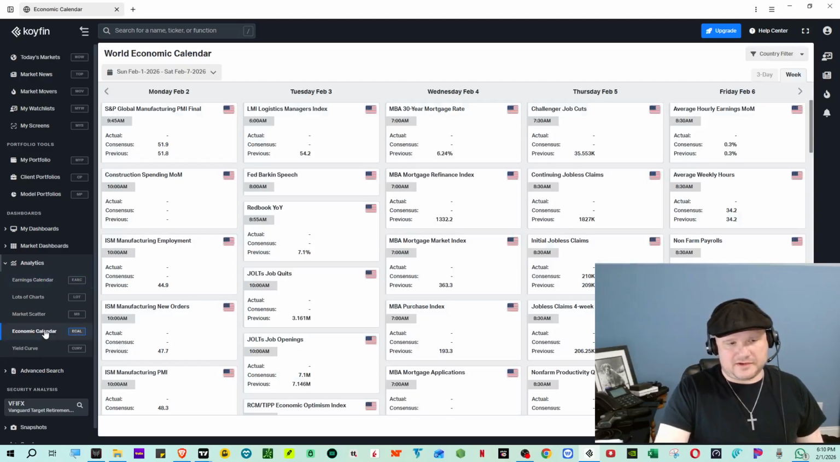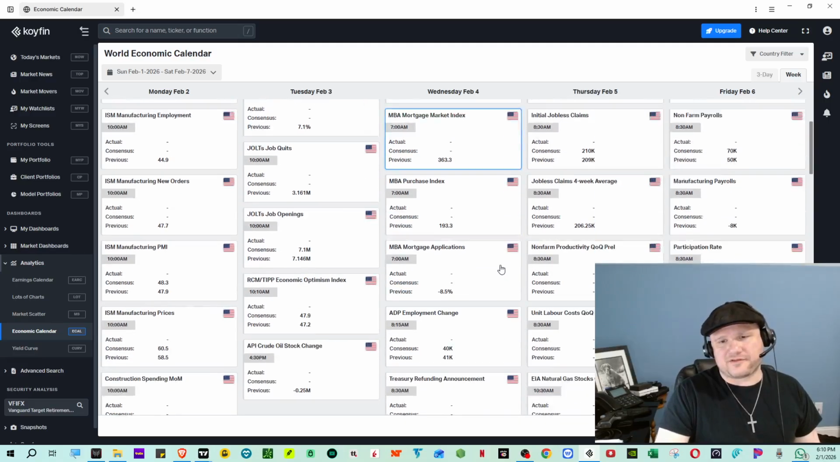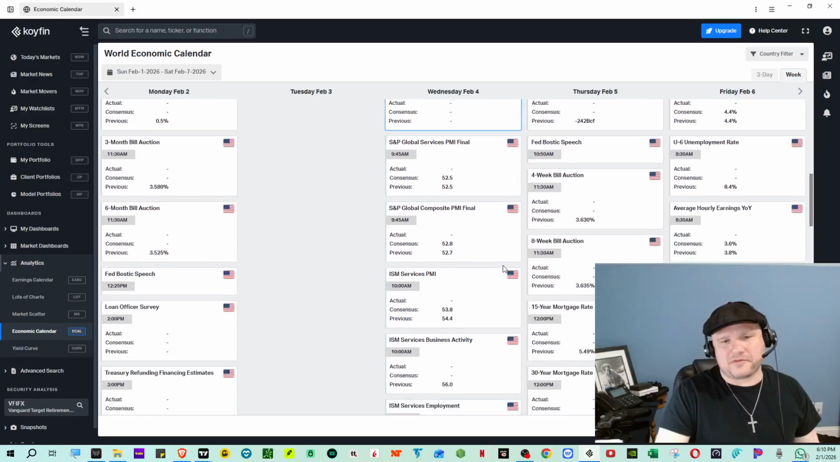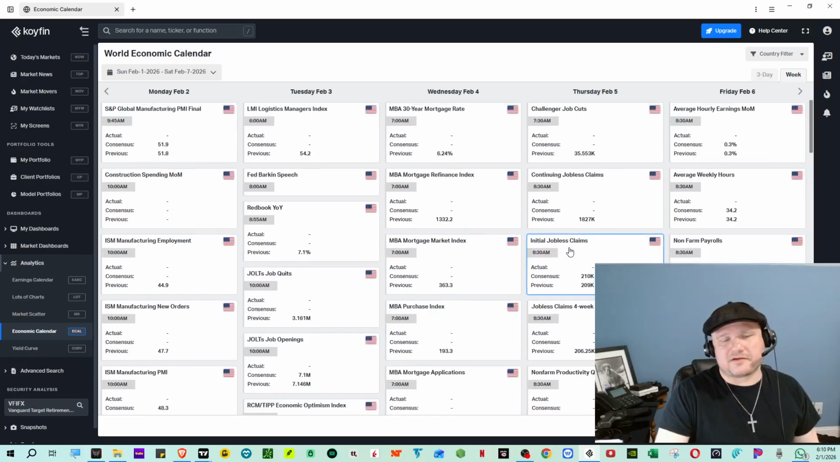Another thing in the analytics tab here is the economic calendar. This is important to know for jobs data coming out, FOMC meetings, and essentially anything that could cause any type of market movement. You'll pretty much find it here. Like you got Fed speech right here, 8 o'clock in the morning. So when the Fed talks, the market listens.